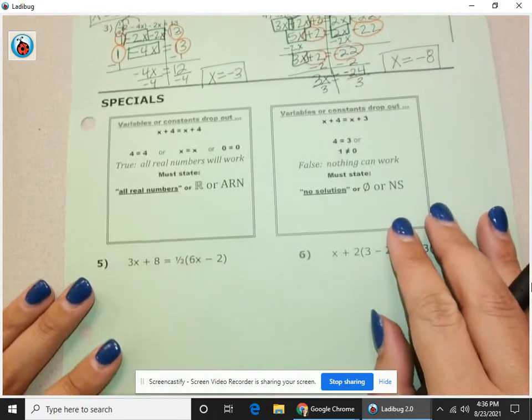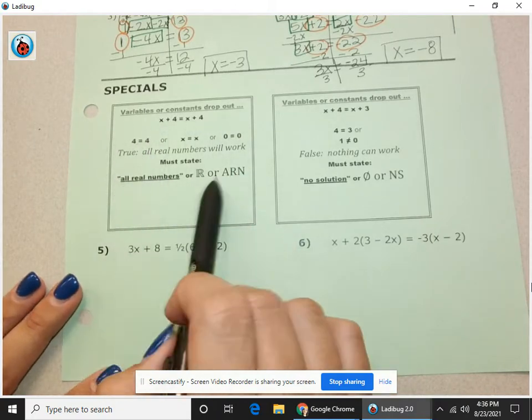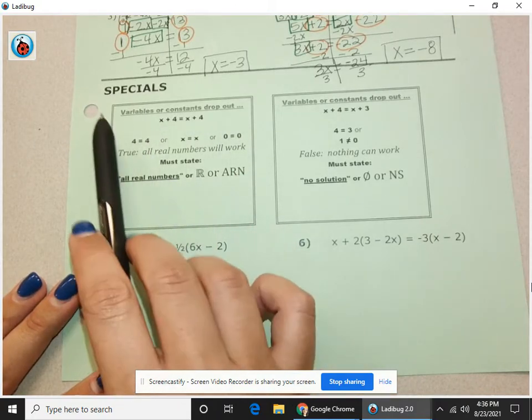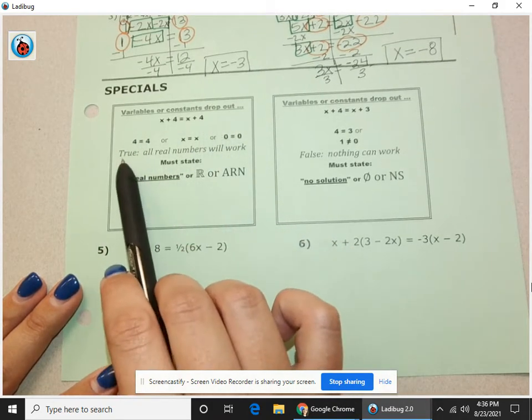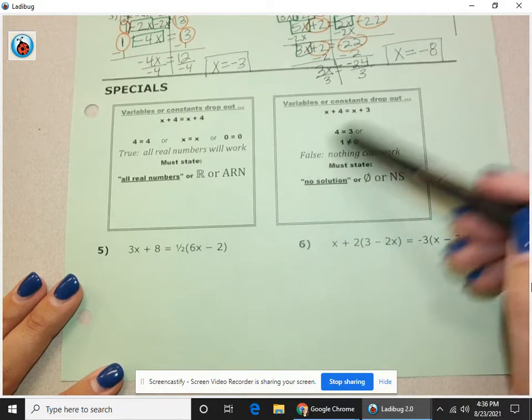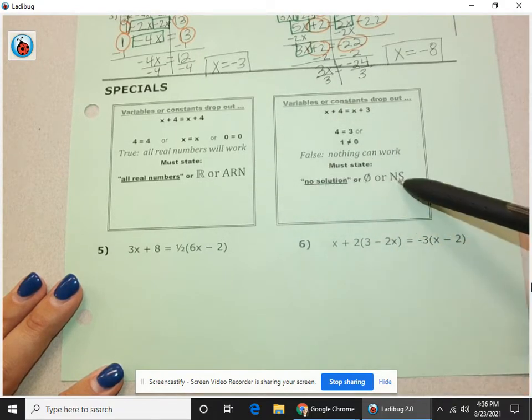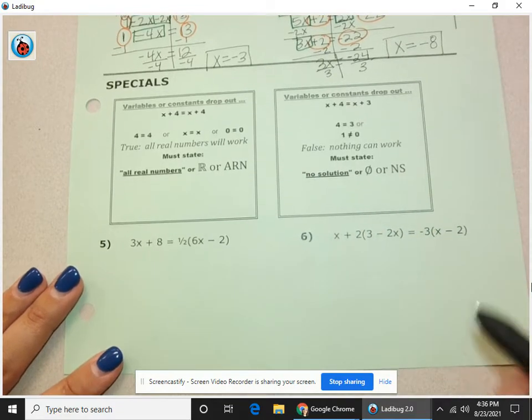Now, when we talk about special cases, if a statement is true, it's all real numbers. We'll talk about it more, but if it's a true statement, it's all real numbers. If it's a false statement, nothing can work, it's no solution. I like to use ARN or an S just as an abbreviation.